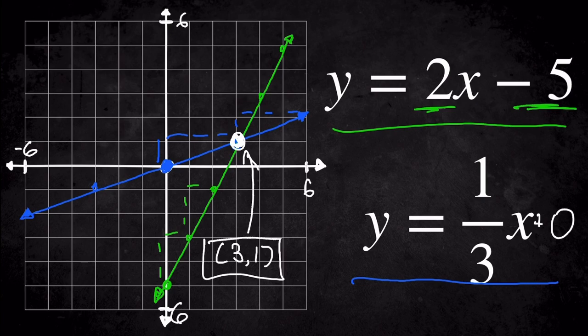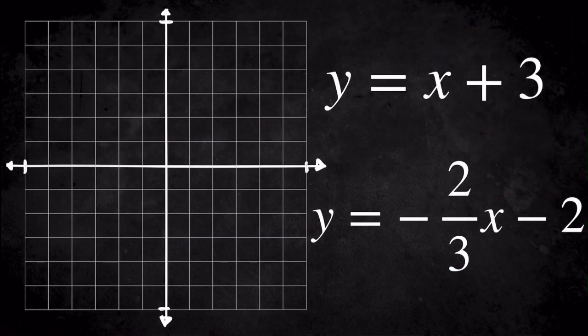Now, let's do another problem. We have y equals x plus 3 and y equals negative 2/3 x minus 2. Here, for y equals x plus 3, the slope is just 1, right? And the y-intercept is positive 3, so that'd be right here. And then we rise 1, run 1, that'd be here, here. Draw a few dots this way. And now we draw the line.